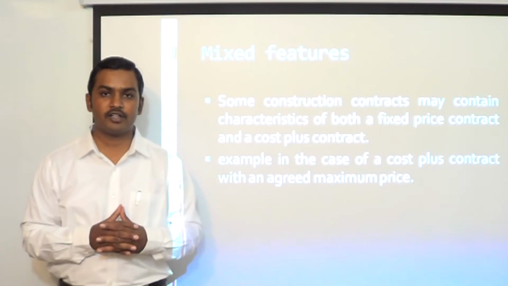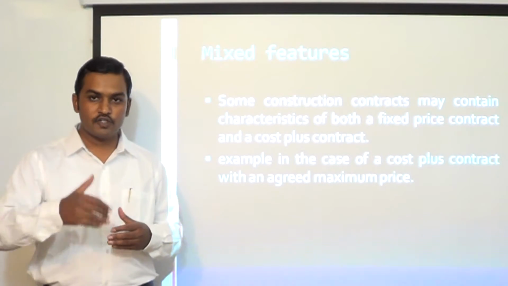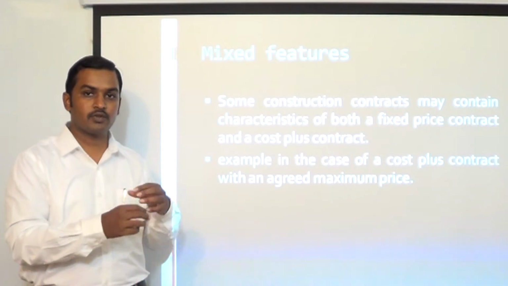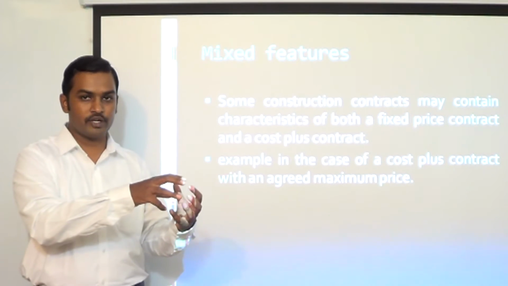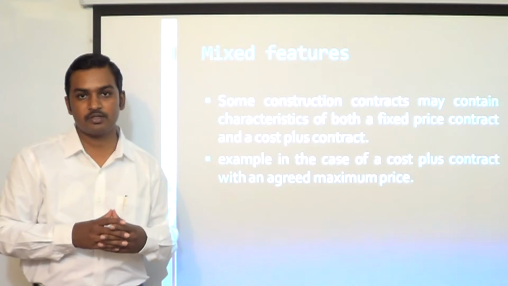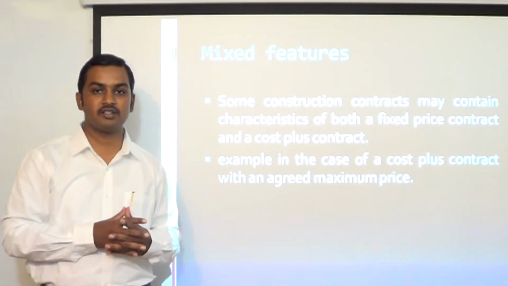Now there can be some contracts where you will have mixed features. An example is a cost plus contract, but with a ceiling. That means the contract says whatever cost the contractor incurs plus some margin he is going to get, but there is a maximum cap beyond which the contractor cannot ask the customer for an extra amount. So sometimes a contract can have mixed features as well.